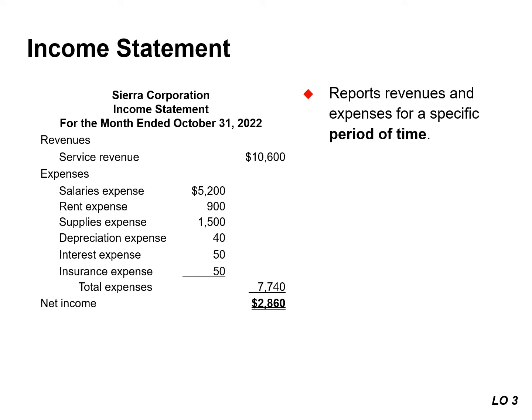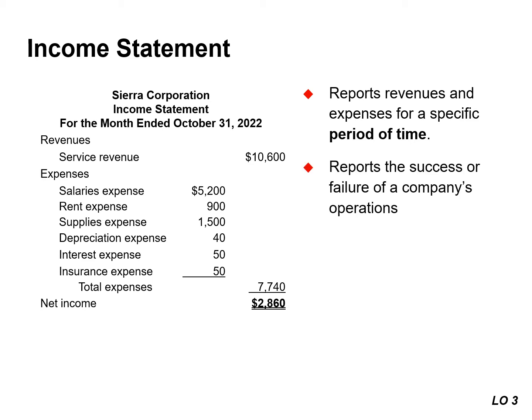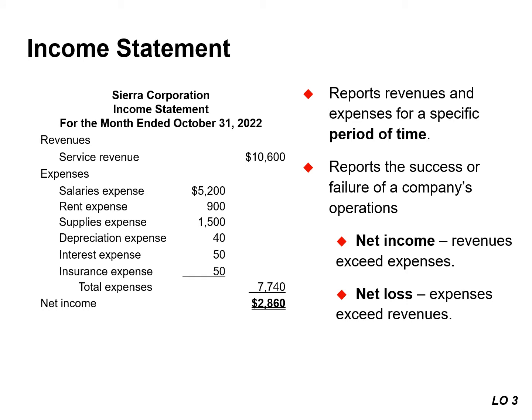The income statement reports a company's revenue and expenses and resulting net income or loss for a period of time, such as a month, quarter, or year. In this instance, it's for the month ended October 31st. We determine net income or net loss by deducting expenses from revenue. The financial statement reports the success or failure of the company's operations. It essentially assesses performance. If revenue exceeds expenses, the result is net income. If, however, expenses exceed revenue, the result is a net loss.